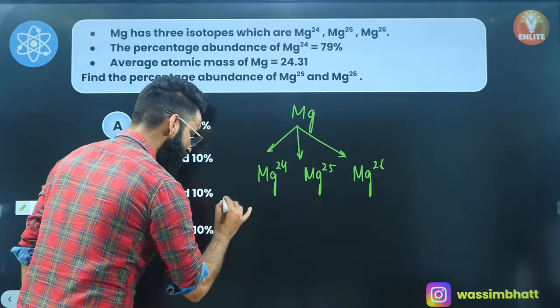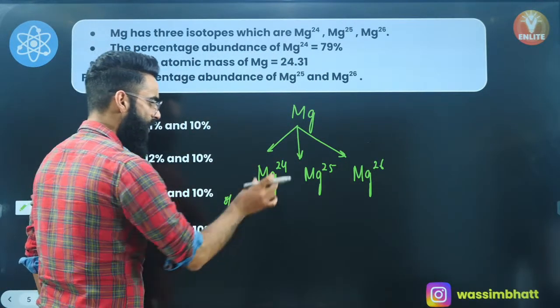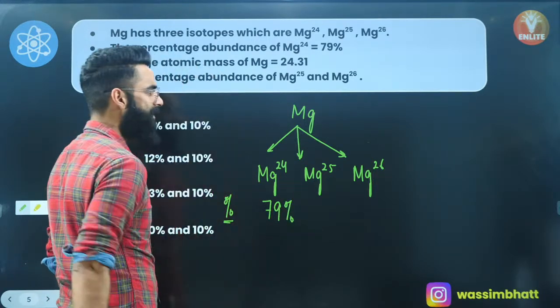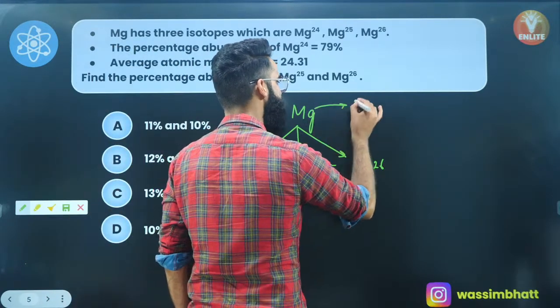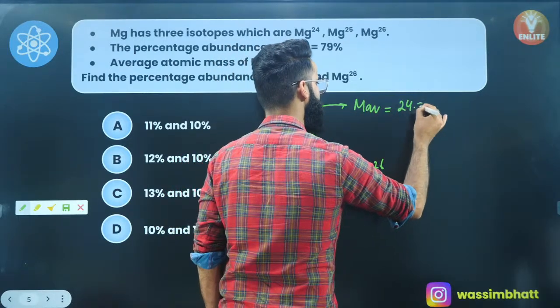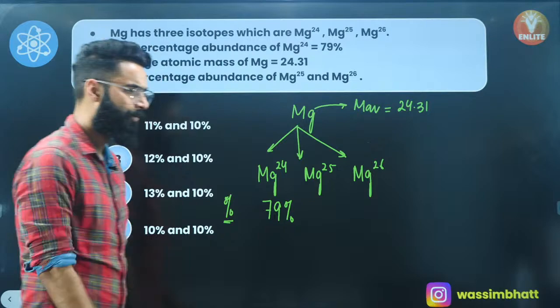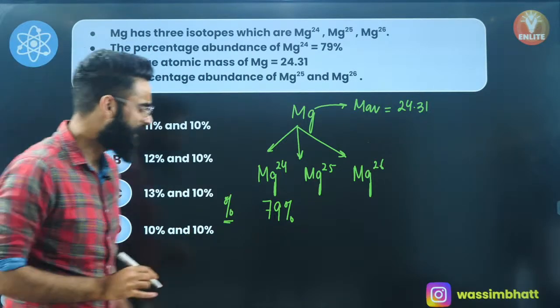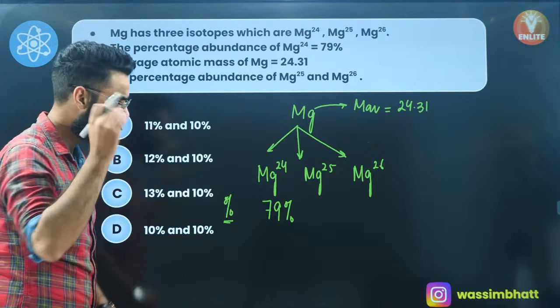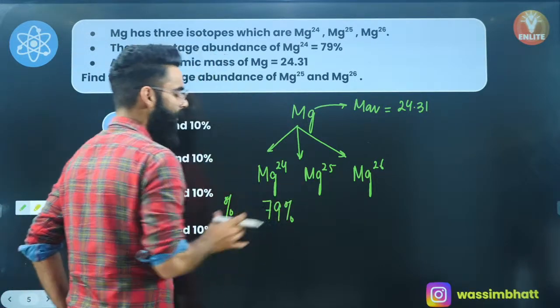Well, as per the equation, the percentage abundance of Mg24 is given to us as 79, right? And at the same time, the average atomic mass of magnesium is also given to us as 24.31 AMU. What do we need to calculate exactly? We need to calculate the percentage abundances of these two isotopes. Now we will have a look. See, how do I do it?